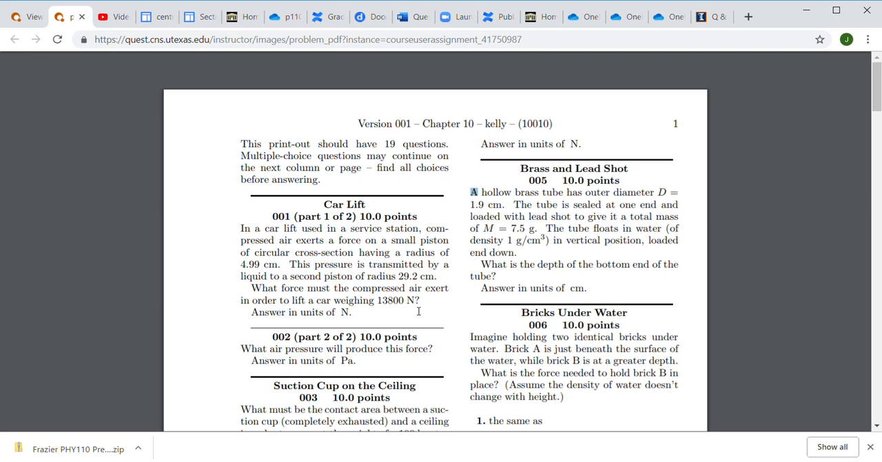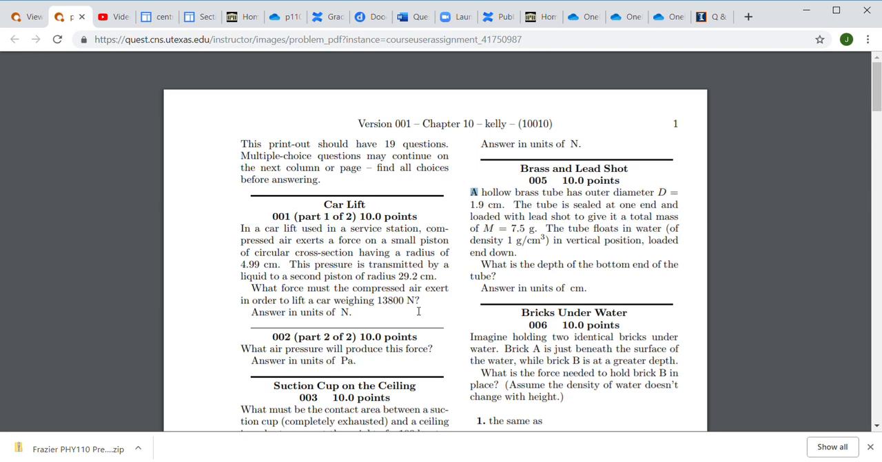In order to figure that out, we're going to use the fact that we're assuming the heights of these two pistons are the same, so the hydraulic fluid level is the same. And therefore the pressure in the fluid is the same there. So P where the air is equal to P where the car is being lifted. And that means force divided by area at position 1 equals force divided by area at position 2.